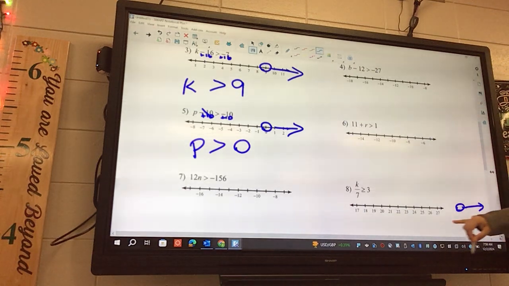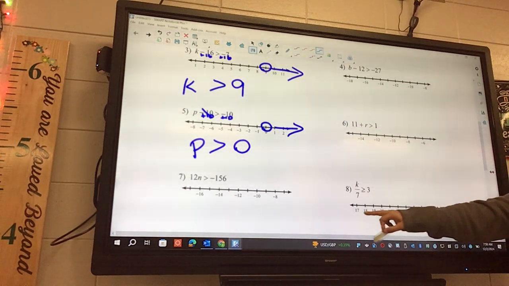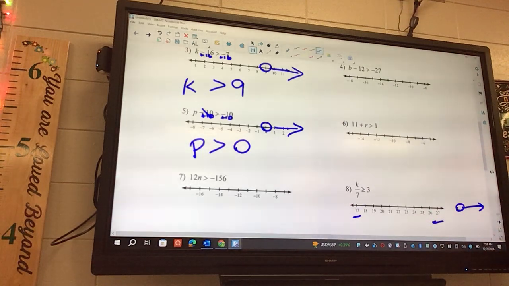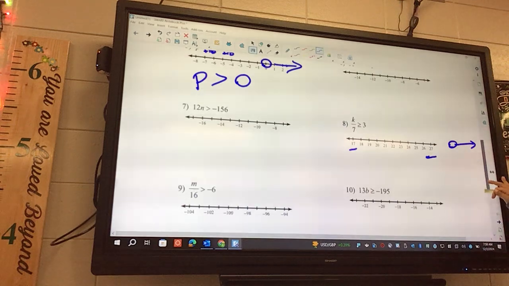Even if I'm looking at number 8, I know my answer should be somewhere between 17 and 27. So if I don't get 17 and 27, what does that tell you? Something's wrong. Do we know what? No, not necessarily, but we know something's wrong. So use a little common sense. It should fit on your graph. If it doesn't fit on your graph, something's wrong. Okay?